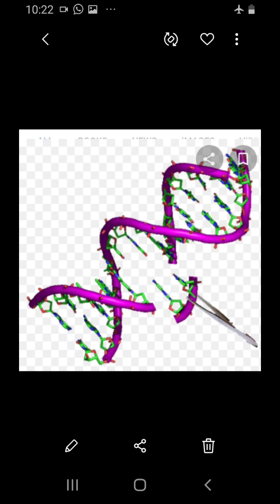These strands are cut with the help of the restriction enzyme, also called the molecular scissors. This is one of the important terms: restriction enzymes are termed molecular scissors, which cut the DNA sequence. So that's all about gene cloning and genetic engineering in human beings.